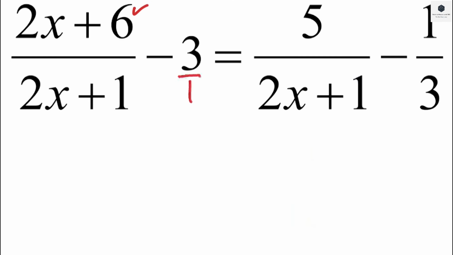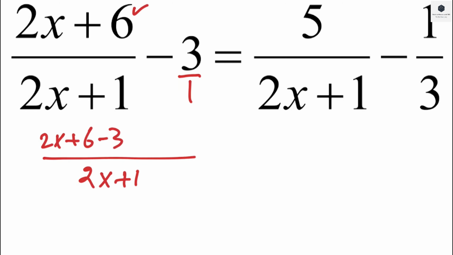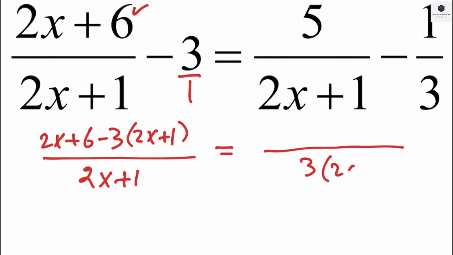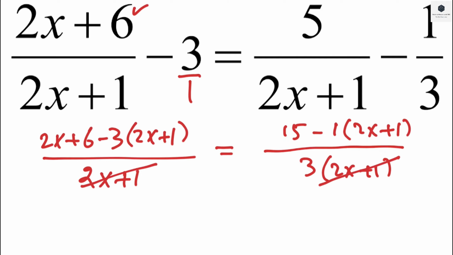So by applying the same rules, I am multiplying the denominators. 1 times 2x plus 1 is 2x plus 1, and 1 times 2x plus 6 is 2x plus 6, minus 3 times 2x plus 1. On the other side I do the same logic: 3 times 2x plus 1, and 5 times 3 is 15, minus 1 times 2x plus 1. Before simplifying further, I can cross out 2x plus 1 and 2x plus 1.